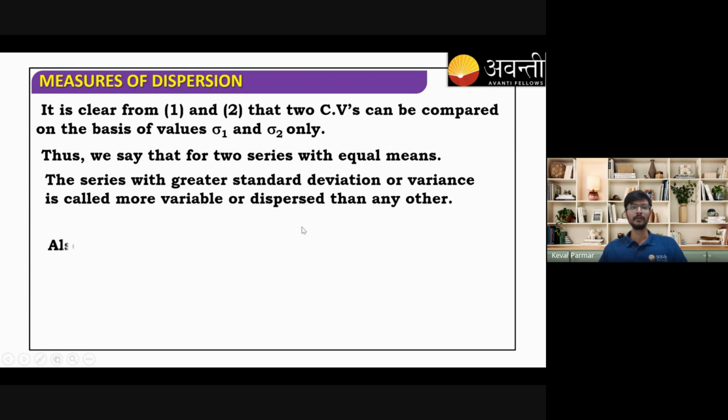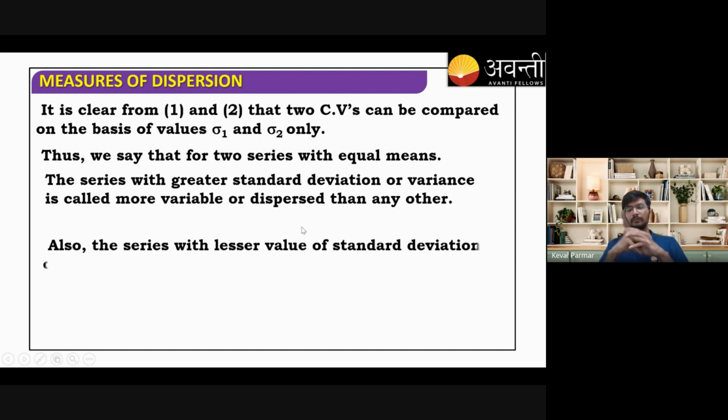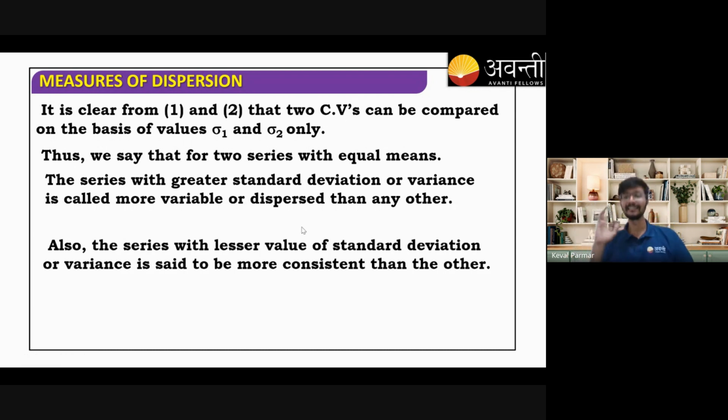Okay. So as we know, what we were talking about, the standard variance: if the variance is larger, then the data is more spread out. Correct. Here, the series with the lesser value of standard deviation or variance is said to be more consistent. Why? Because the data is more concentrated at some point. And if the data is more concentrated, we can expect more consistency in that area. Correct? We saw the same example last time also.